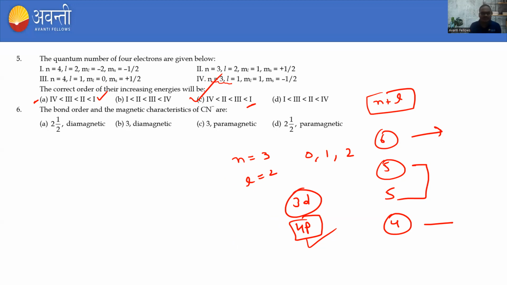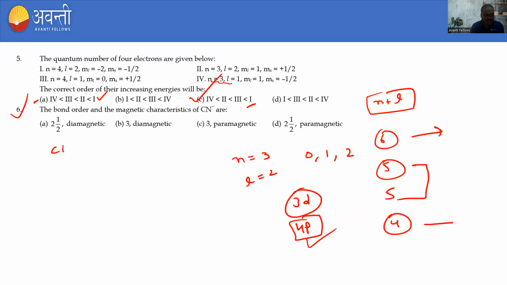So I hope this is clear to everyone. Chalo, move to the next question, that is question number 6. That is the bond order. In this, they are asking the bond order and the magnetic character of CN negative ions.